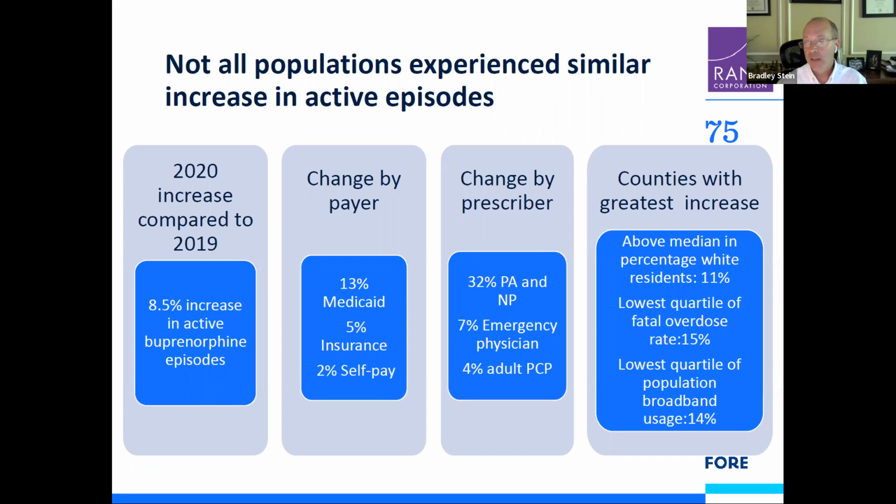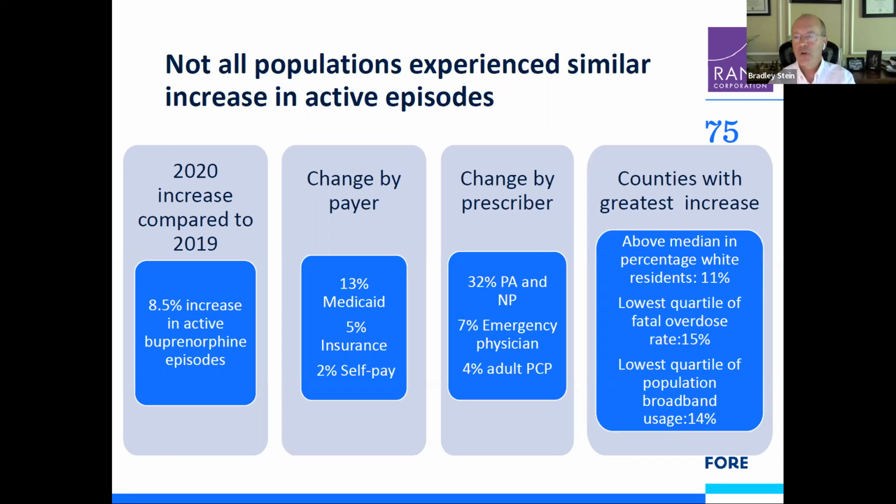We also saw, and I think this is no surprise, and we've seen a similar slide in the last talk, a tremendous increase in the number of episodes where the primary prescriber was an advanced practice provider, a physician's assistant or a nurse practitioner. In terms of episodes from emergency physicians, that was about flat. And actually episodes from most of the other types of prescribers were slightly less than the 8.5%.